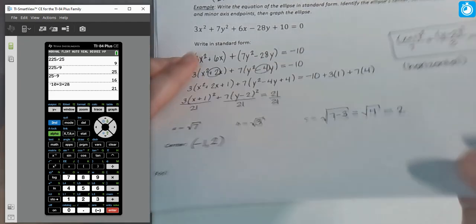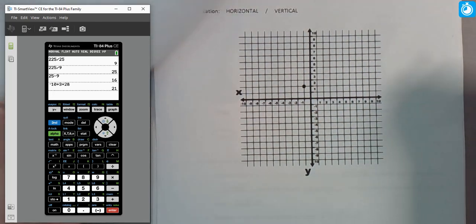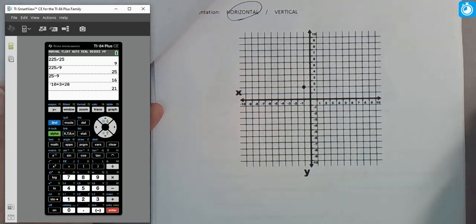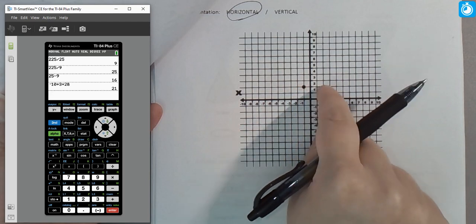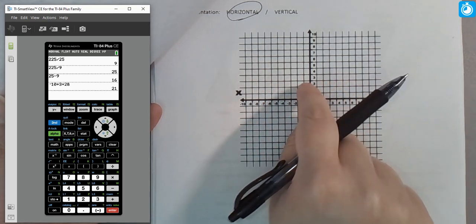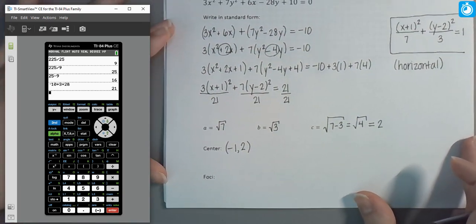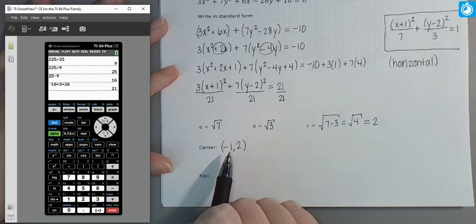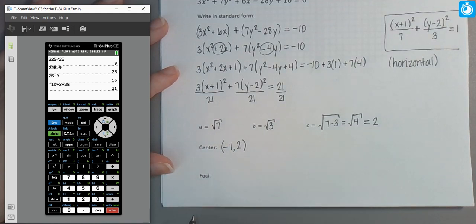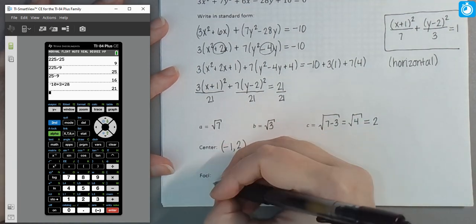Okay, so let's put that on our graph, a center at -1, 2. And we know we're talking about a horizontal ellipse, so that means our longer axis, our major axis, is going to be horizontal. It means the foci are distributed horizontally, and the vertices are distributed horizontally as well. So for our foci, we're going to the right of the center, we're going to the left of the center, which means the x-coordinate is changing and the y-coordinate is being held constant. So adding on c to our x-coordinate and subtracting c from our x-coordinate.